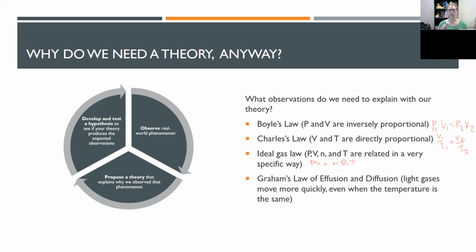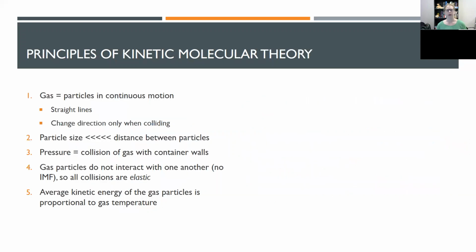And then there's what's called Graham's law of effusion and diffusion, that light gases will move more quickly than heavy gases, even if the temperature is the same. And so there's this interesting relationship between how fast a gas moves and comparing those things. And all of those need to be explained by a good theory of gases. And that good theory is called kinetic molecular theory.